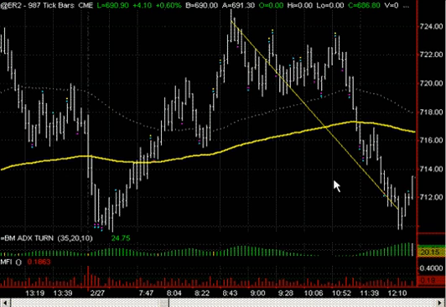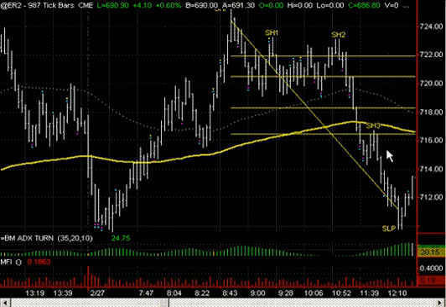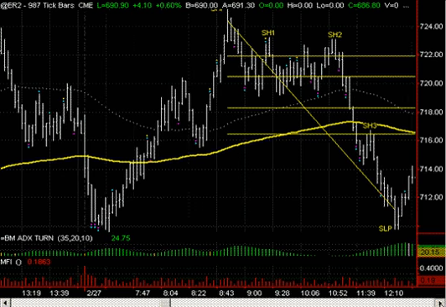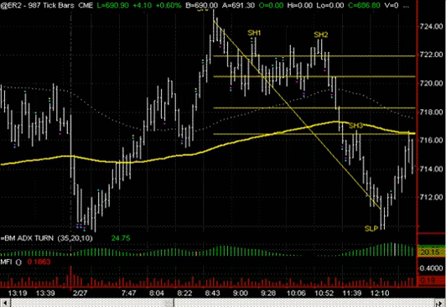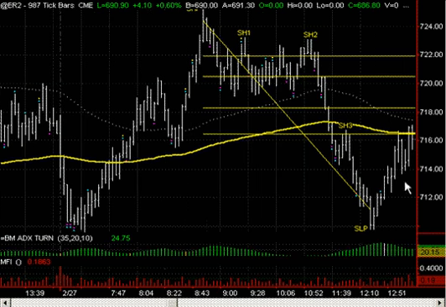We turn the indicator on, and we've got now 4 levels of resistance. Let's see what the market did. It came right back up to this level here. You can see it just traded right across it, and it came back down.